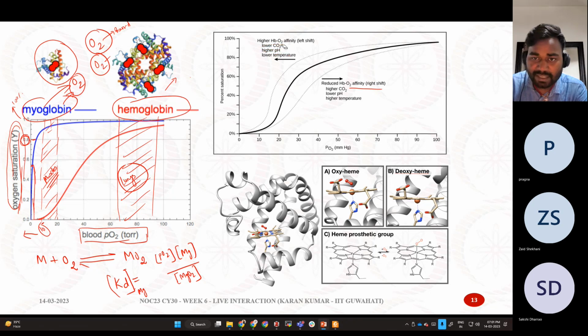Higher pH means less H plus, right? In the case of higher pH, you have fewer H plus ions. Lower CO2 means your body is not metabolizing very fast. So lower CO2 means your oxygen concentration will be very high. In that case, the binding affinity of hemoglobin will be increased, so the curve will be left shifted.